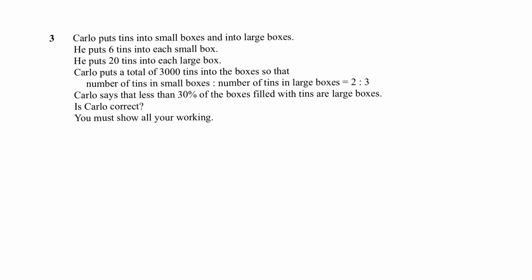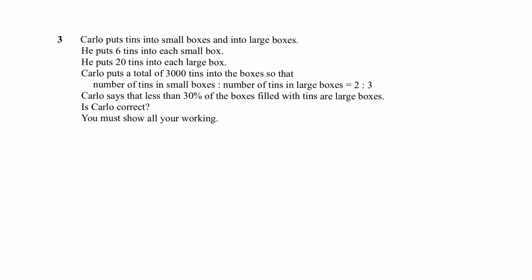Okay, moving on to question 3. It says Carlo puts tins into small boxes and into large boxes. He puts 6 tins into each small box, and he puts 20 tins into each large box. Carlo puts a total of 6,000 tins into the boxes, so that the number of tins in the small boxes as a ratio to the number of tins in large boxes is 2 to 3. Carlo says that less than 30% of the boxes filled with tins are large boxes. So, is Carlo right?